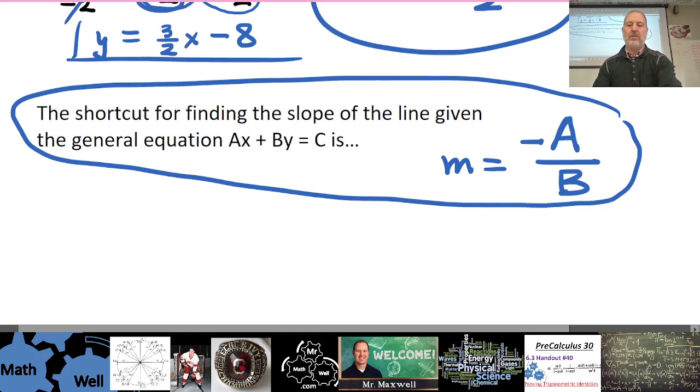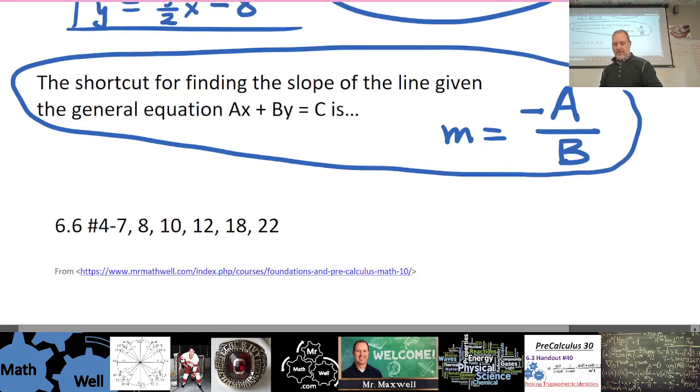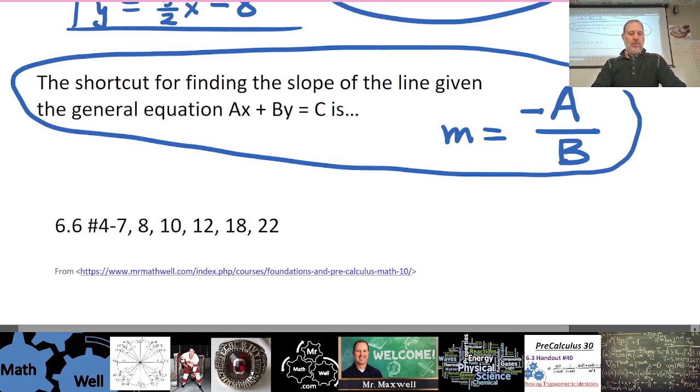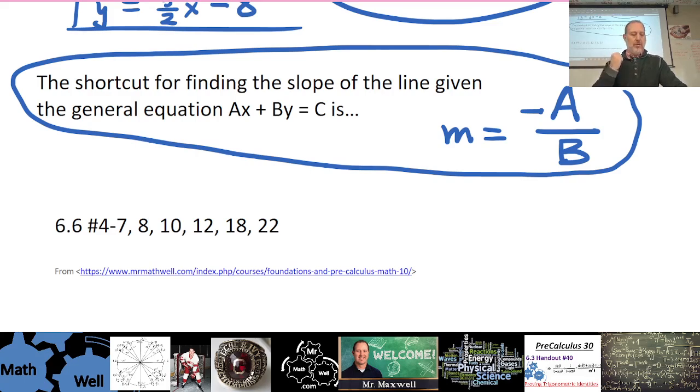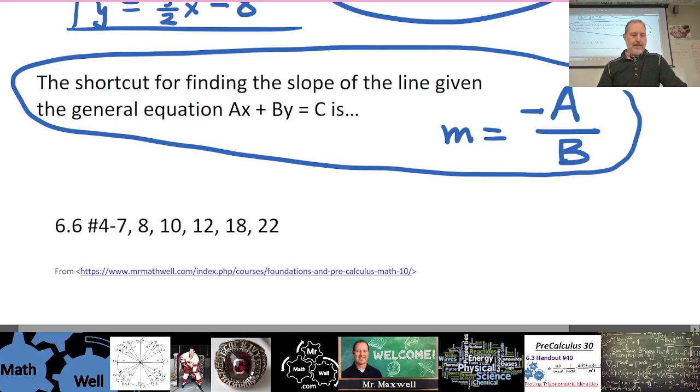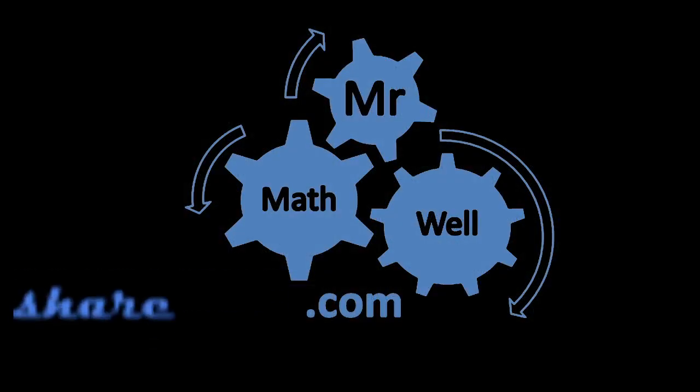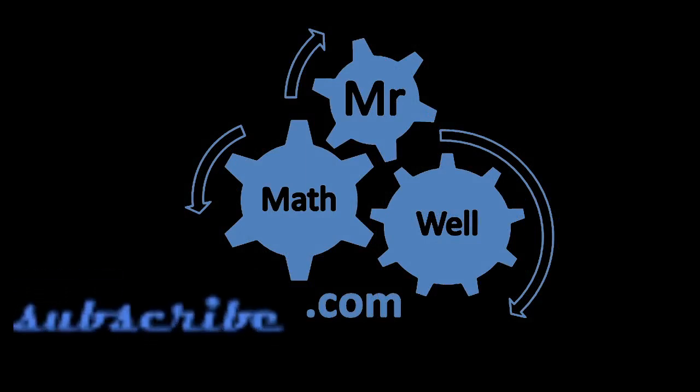But let me get you to your assignment. Okay, there's your assignment from the textbook. It starts on page 384. The first one asks, in which form is each equation written? You're just trying to look at the form and identify whether it's slope-intercept, point-slope, general, or even standard. Problems 4 to 7.